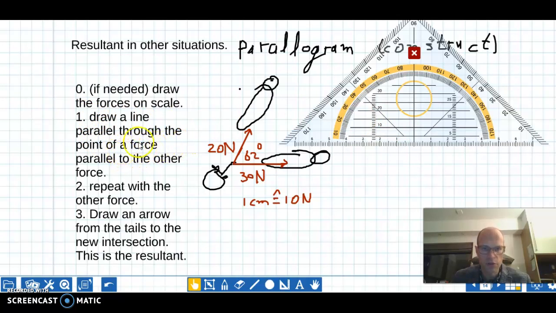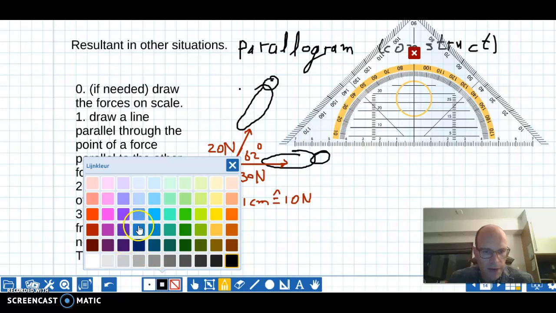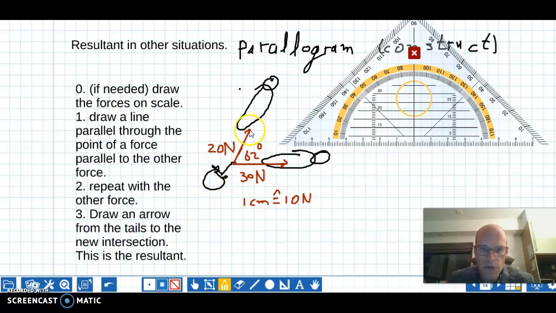And then the first step, real step, is to draw a line through a point of a force and parallel to the other force. So I'm going to draw a line, and I want to do it in another color than black, for instance in blue. I want to draw through this point over here a line that goes parallel with the other. So that is this one over here.